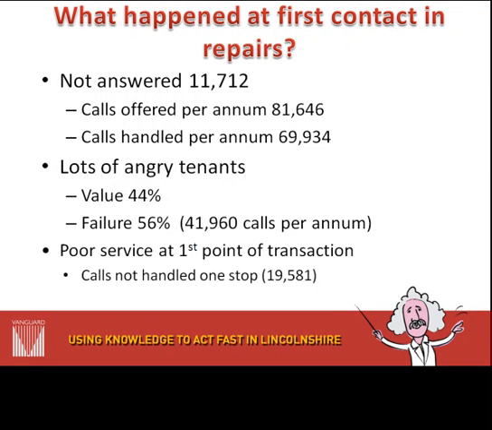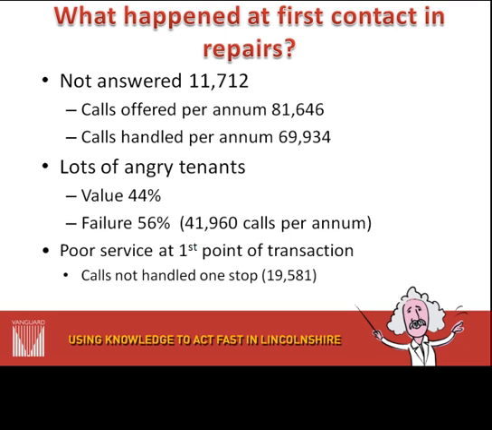So again, let's look at some data, what happens at the first point of contact and repairs. You see that 11,000 calls per annum were not answered. Calls offered per annum, in other words, were 81,646 per year. Calls handled were 69,934 with an abandon rate of 11,712, and as a result, as you can imagine, lots of angry tenants.